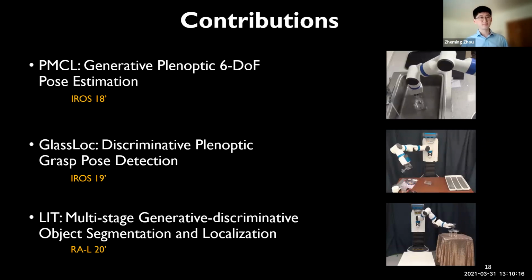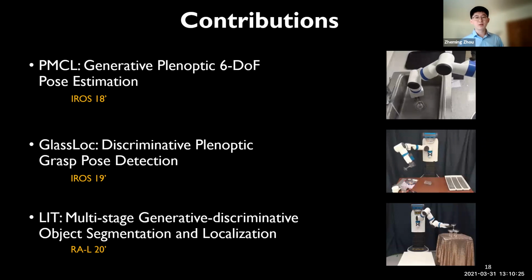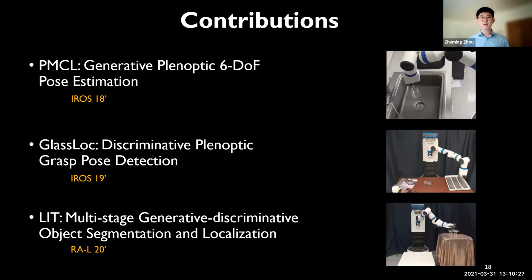The third work, LIT, leverages the advantages of both generative and discriminative methods to perform fast transparent object segmentation and localization. More specifically, the generative here refers to the sampling-based method, and the discriminative here means the learning-based method. And the words light field and Plenoptic can be used interchangeably during this talk.